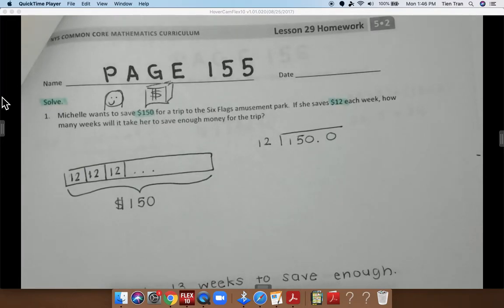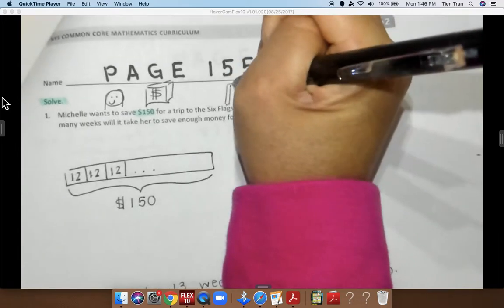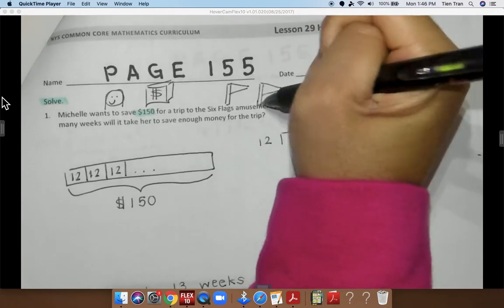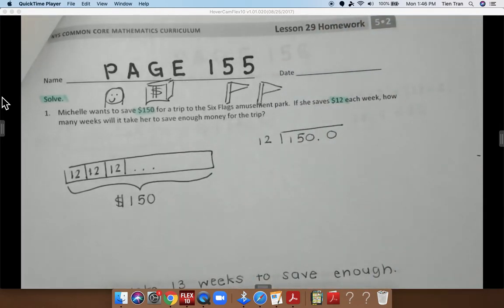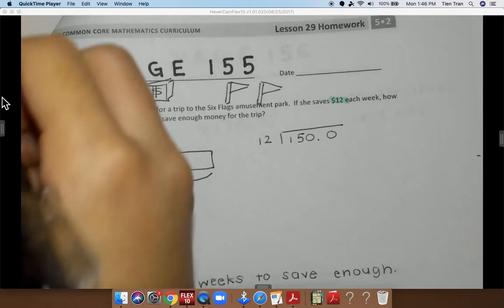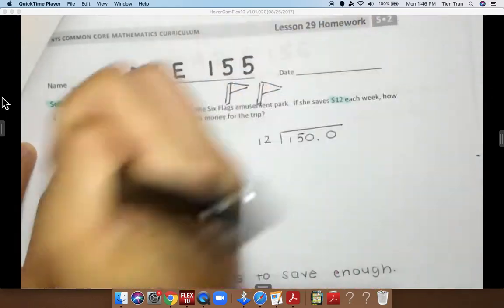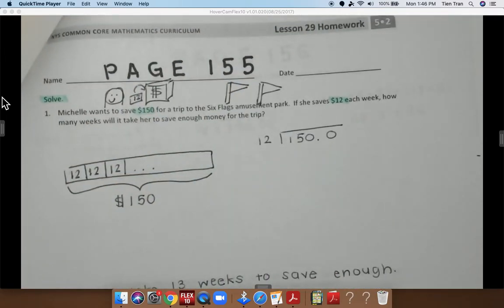Now, the next thing I know is that she's saving that money for Six Flags amusement park, which is an amusement park where they have roller coasters. So I drew flags to represent Six Flags amusement park. Now the money that she's saving is $12 every single week. So I put 12, and that's the money that's going into her little piggy bank. Now they're asking me how many weeks. Remember, 1 week is equal to 7 days. So how many weeks will it take her to save enough money for the trip?